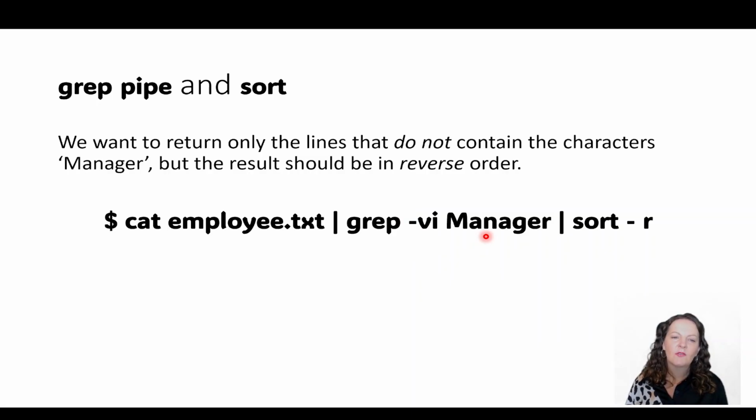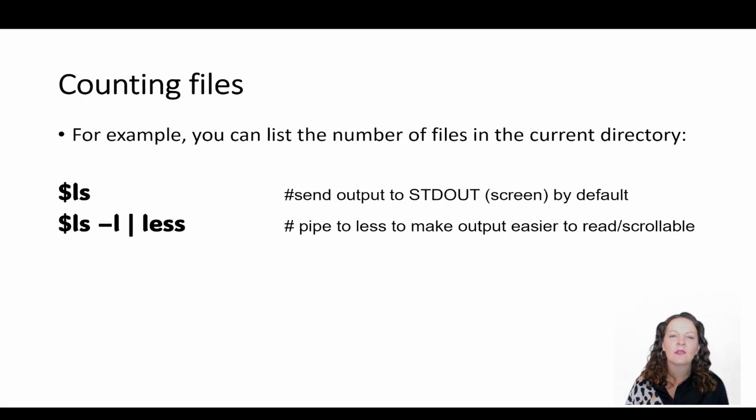Remember what those ones are for? What is the minus i? What is the minus v? From that, I want the results to be in reverse order. So anything that doesn't contain manager, it's going to sort them in reverse, your minus r, which shouldn't have a space there. So in there, your sort minus r. Make some sense of that. Open up your command line, type in that and see what's happening. What is your output going to be from looking at your employee.txt file?